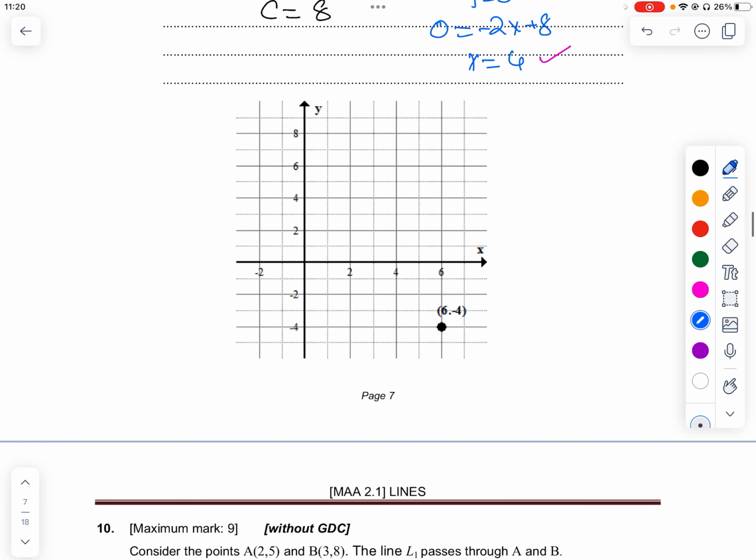So we can draw the same thing over here. 8 till 4, and another one is 3, and somewhere over here, parallel.